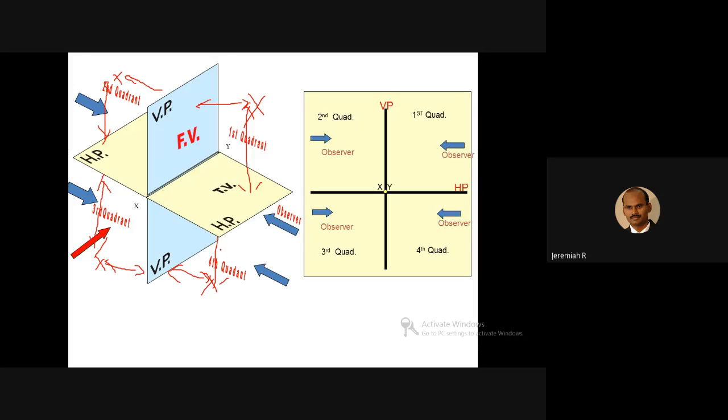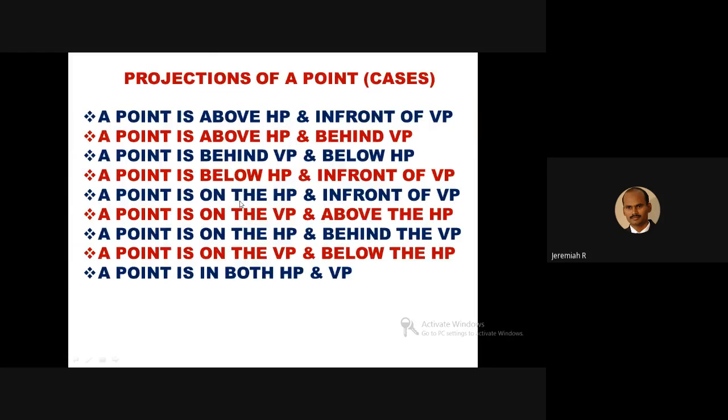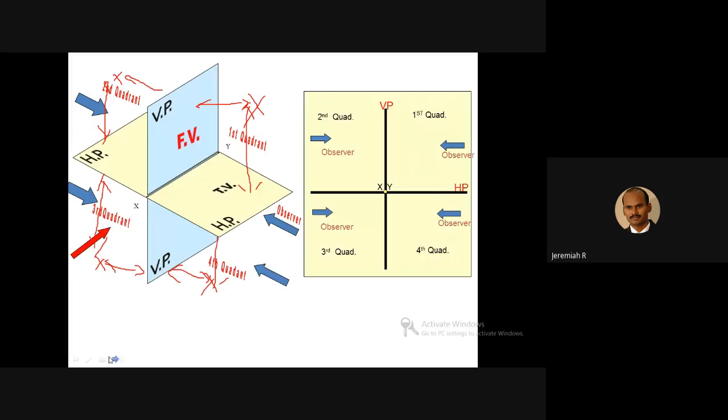There are some special cases also. The point is on the HP in front of VP. A point is on the horizontal plane itself, exactly on it, but in front of VP.